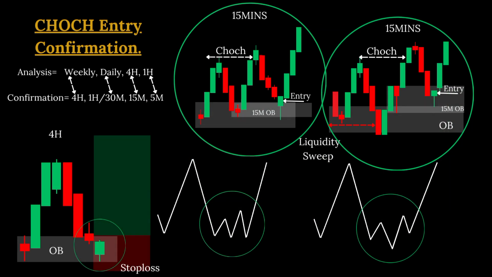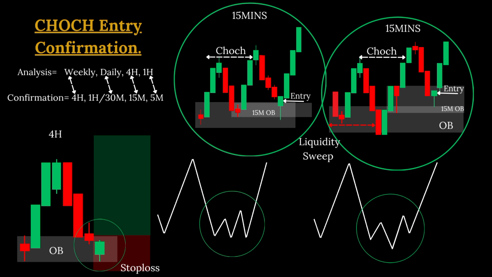2. Change of character. After price taps into the order block on the 4 hour or daily time frame, we move to a lower time frame for refined entries, such as the 15 minutes, then watch for a change of character. A break in the minor trend, which is higher highs and higher lows to lower highs and lower lows, or vice versa. Look for entry through momentum candles or aggressive rejection moves.